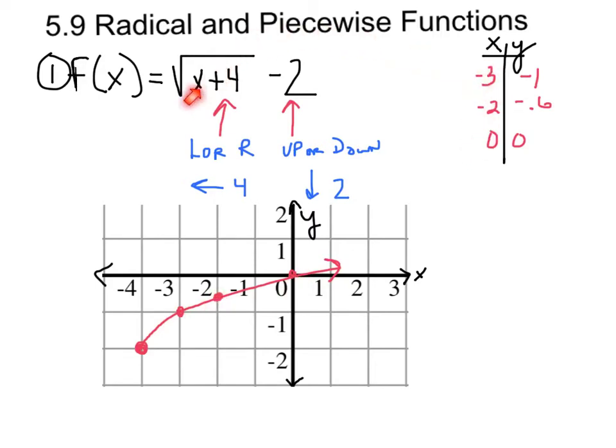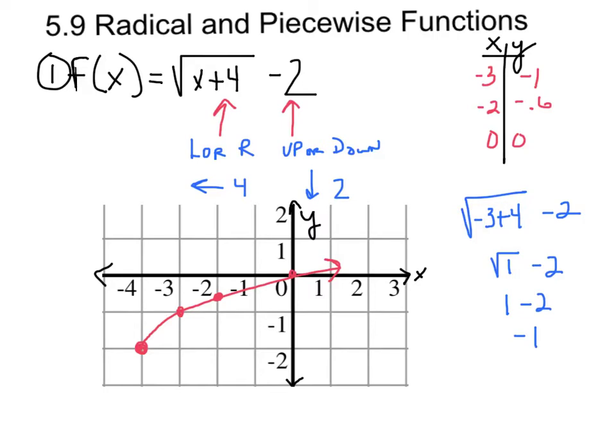For example, I plugged in negative 3, plus 4, minus 2. That gives me the square root of 1, minus 2. The square root of 1 is 1. 1 minus 2, that gives me negative 1. So all I did is just plug those in, and I get their values.